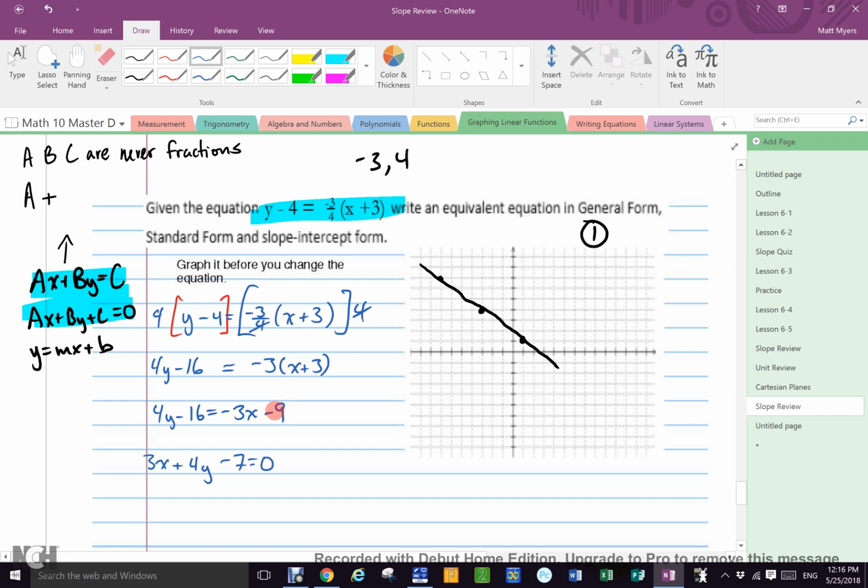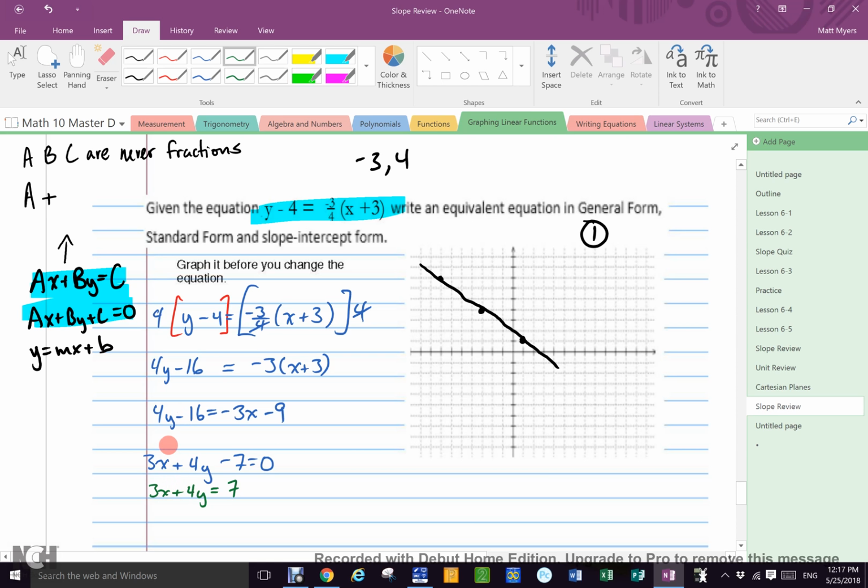Negative 16 plus 9, right? That's general form. What if it was standard form? Then what moves? The 16 moves. And I get 3x plus 4y equals 7. Because that 7's what's coming over. I don't know what was up at 16. Well, because that was up here.